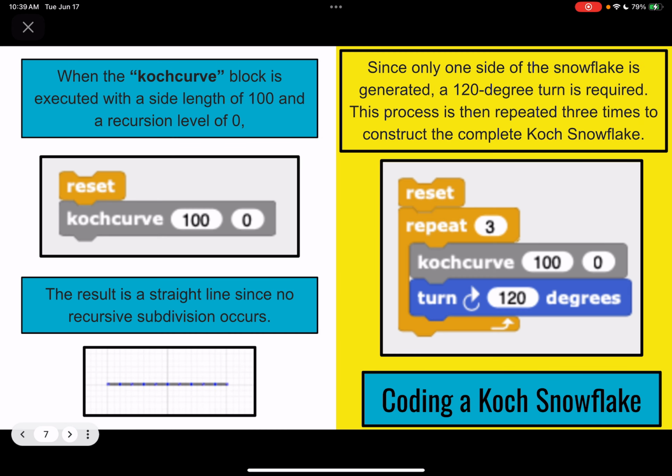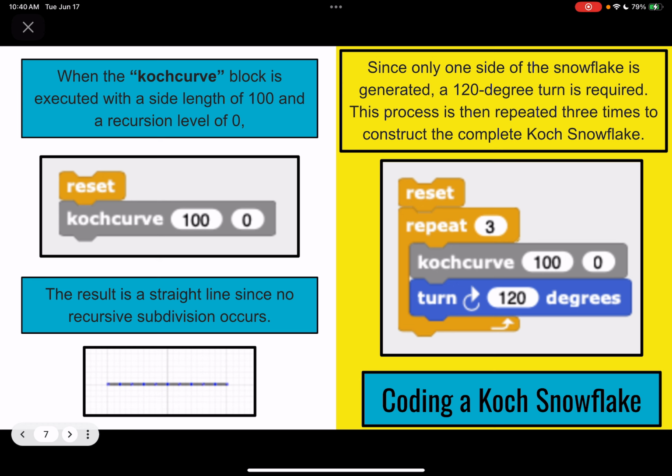Let's examine the code even further to show what happens at each level. When the Koch curve block is executed with a side length of 100 and a recursion level of 0, the result is a straight line since no recursive subdivision occurs. This happens because the base case of the recursive block is reached. When the level is 0, the turtle moves forward by the given length to create a single straight segment.